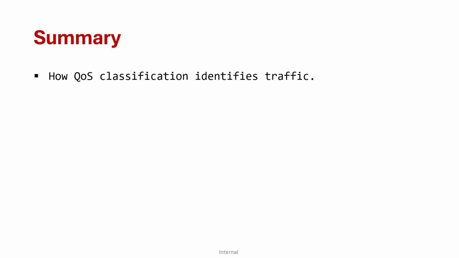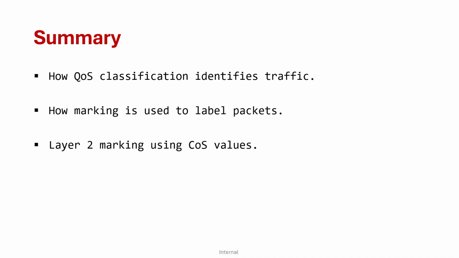So to summarize, in this session we discussed how QoS classification identifies traffic and how marking is used to label packets so that network devices can apply QoS policies consistently across the network. We also looked at layer 2 marking using CoS values and layer 3 marking using DSCP values, which are the most commonly used marking methods in modern networks. DSCP uses 6 bits in the IP header, allowing up to 64 different QoS marking values, which provides much more flexibility when designing QoS policies.